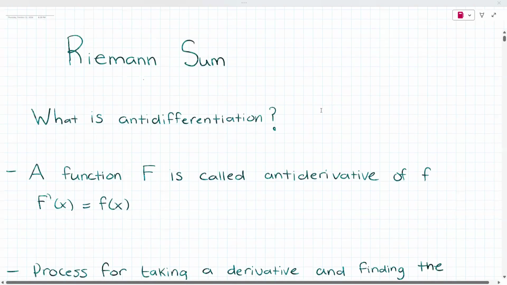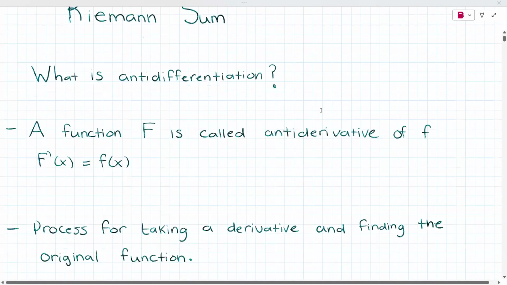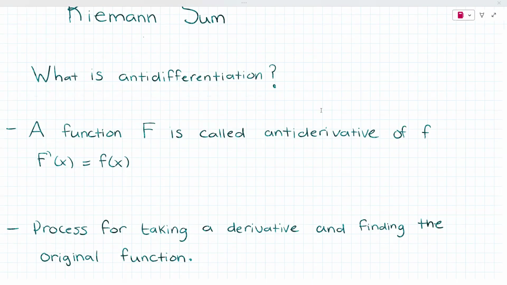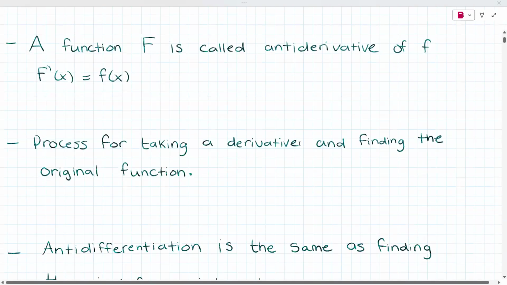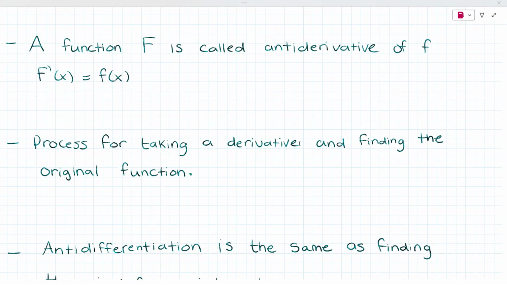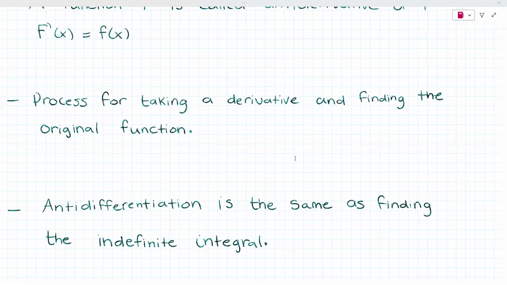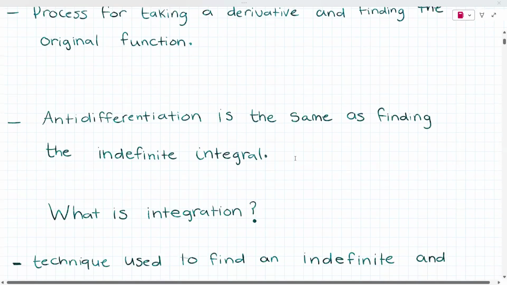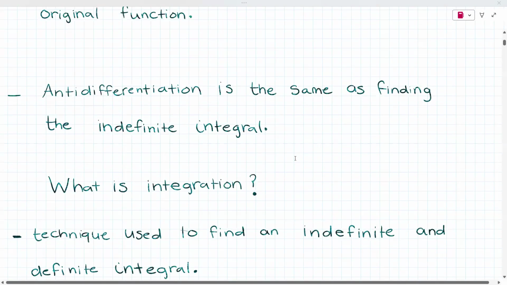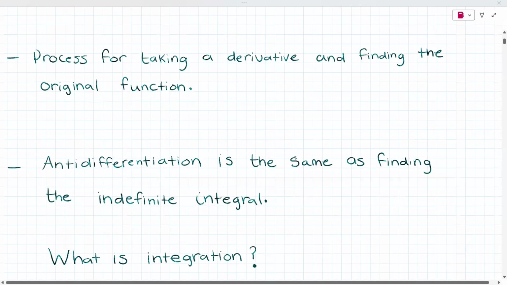So let's first talk about what is antidifferentiation. It's basically a function F is called an antiderivative of f if F prime of x equals f of x. So it's also the process of taking a derivative and finding the original function. It's also antidifferentiation. Antidifferentiation is the same as finding the indefinite integral. So basically, it's just the area under a curve. That's what antidifferentiation is.